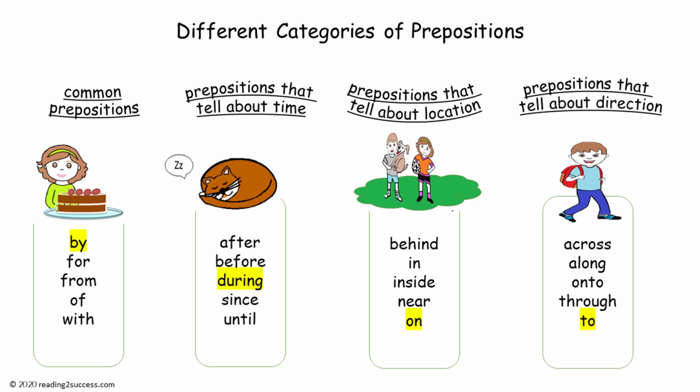There are several different categories of prepositions, and today in this video we're going to focus on 4 of them: common prepositions, prepositions that tell about time, prepositions that tell about location, and prepositions that tell about direction.